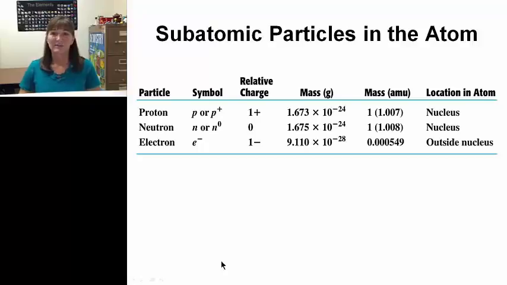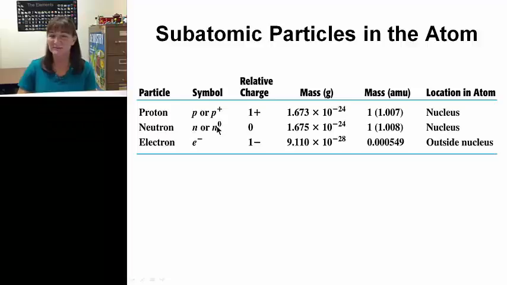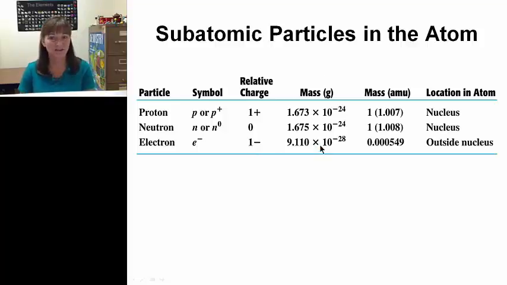Here is a table that I got from your book that sums up what I've said. The proton has this symbol, a lowercase p or a p with a plus sign. Neutrons have the symbol lowercase n. Sometimes you'll see it with a 0 up here, meaning it has 0 charge. And electrons are this lowercase e with a negative charge. The relative charges: protons have a positive 1, neutrons are neutral, and electrons have a negative 1 charge. This is the actual mass of a proton, neutron, and electron. I'm never going to really ask you about that.